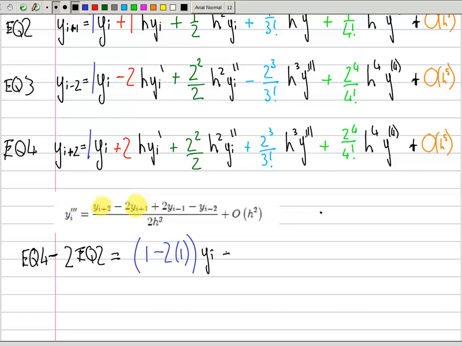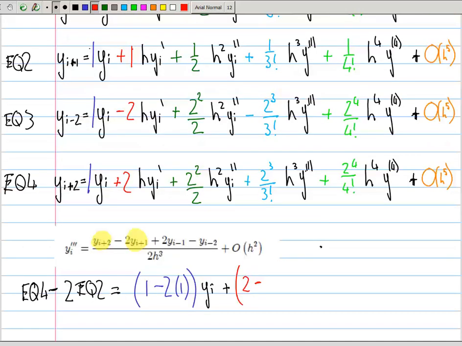Look at our next one. I'm going to plus. Now we're looking at our red terms. Equation 4, we've got 2. And then it's going to be minus 2 times equation 2. Equation 2 has just got a 1, as you can see there. So 2 times 1, and our term that's attached is y_i prime. And we're going to continue doing this for each of the terms.